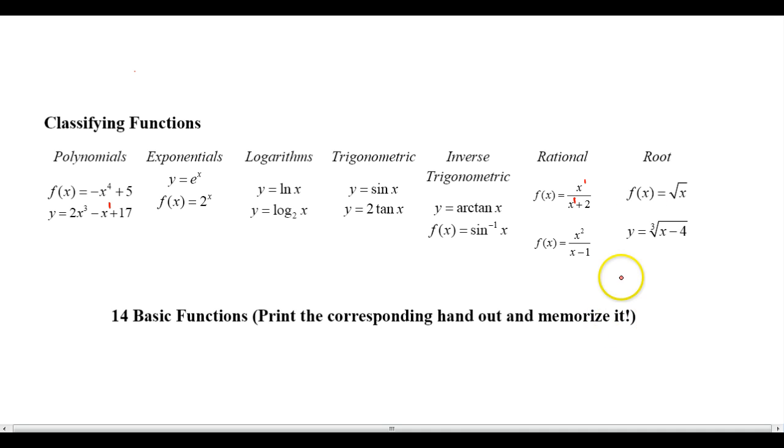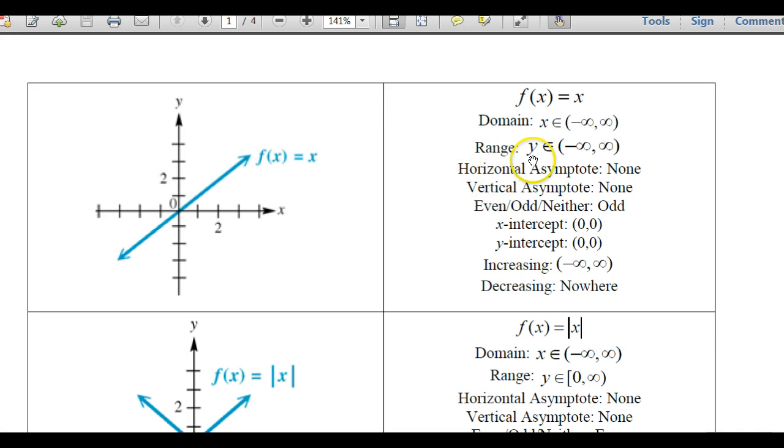So these 14 basic functions fall into these categories, and it is very, very important that you know what the graph of each one looks like and the properties. So switching over, here is this PDF printout of the 14 basic functions. So this first function, f of x equals x.